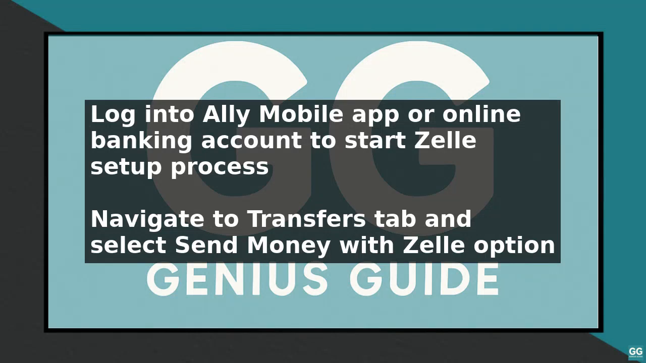To set up Zelle with Ally Bank, start by logging into your Ally mobile app or online banking account. If you do not have the app, you can download it from the Apple App Store or Google Play Store. Once you log in, navigate to the Transfers tab and select Send Money with Zelle.